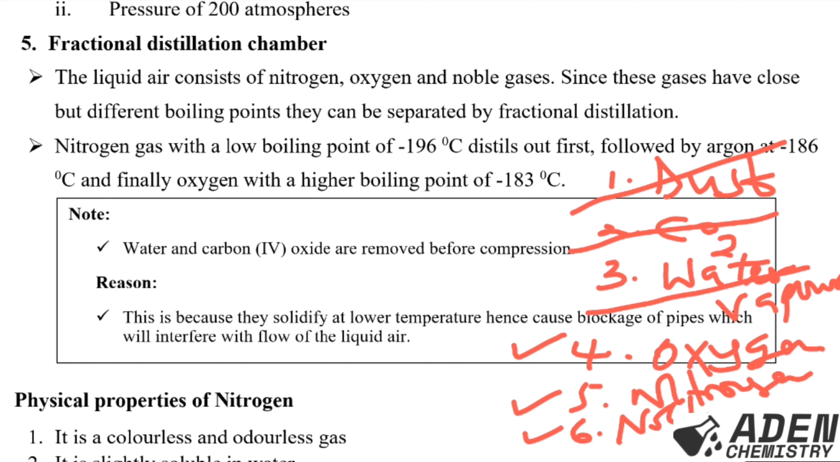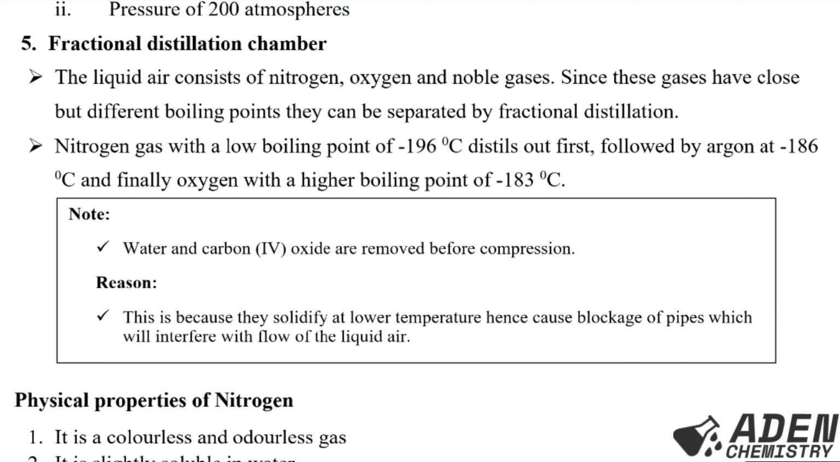Next we are saying nitrogen gas with a low boiling point of negative 196 degrees Celsius distills out first as the first fraction, followed by argon at negative 186 degrees Celsius, and finally oxygen with a higher boiling point of negative 183 degrees Celsius compared to argon and nitrogen.